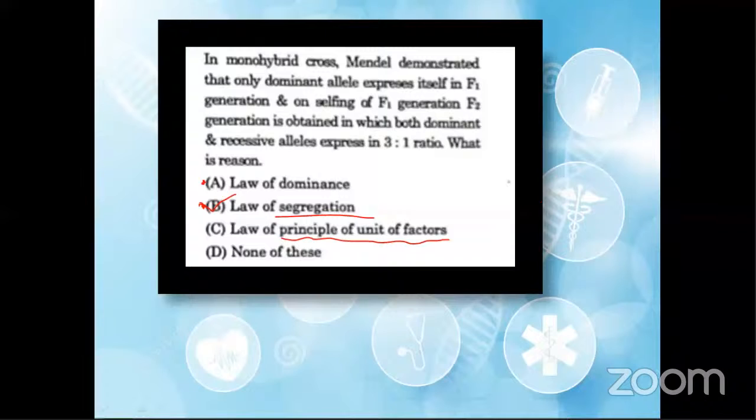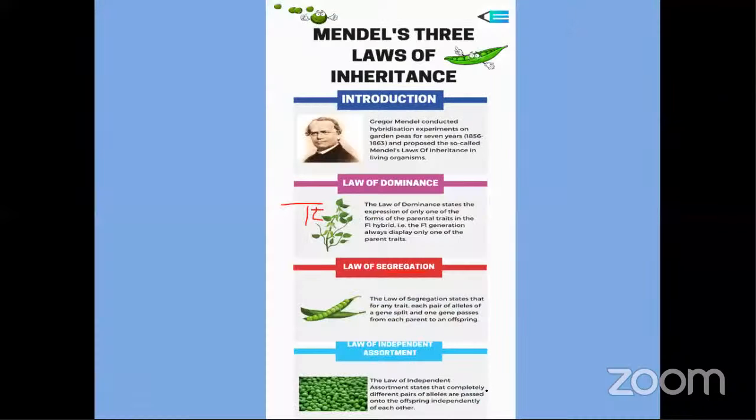Ma'am, it is the law of independent assortment. Law of independent assortment. Okay, what does the law of independent assortment say? Different combinations are possible. That is basically in the dihybrid cross. Independent assortment applies to the dihybrid cross. It says that they can combine in different ways to form the offspring. Different combinations are basically possible. That is the law of independent assortment.